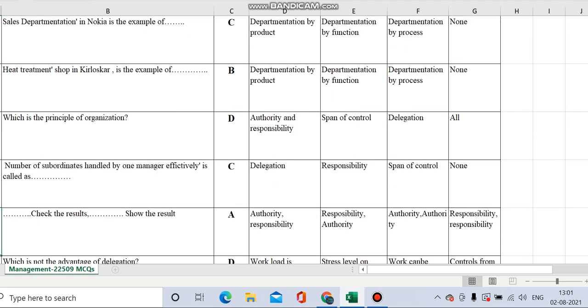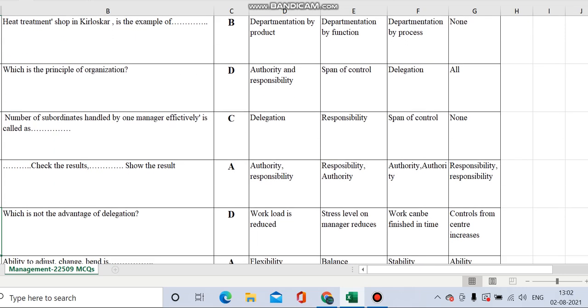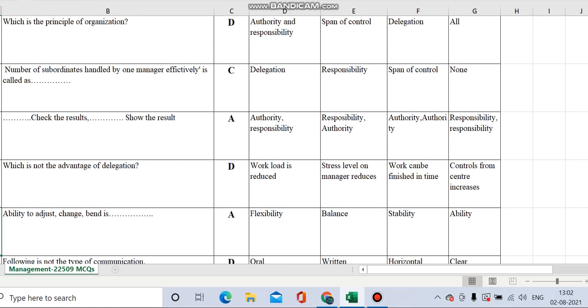Which is the principle of organization? All three, that is authority and responsibility, span of control and delegation, these are the principles of organization. Number of subordinates handled by one manager effectively, it is called as span of control. Dash checks the result, dash shows the result. Authority checks the result and responsibility shows the result.